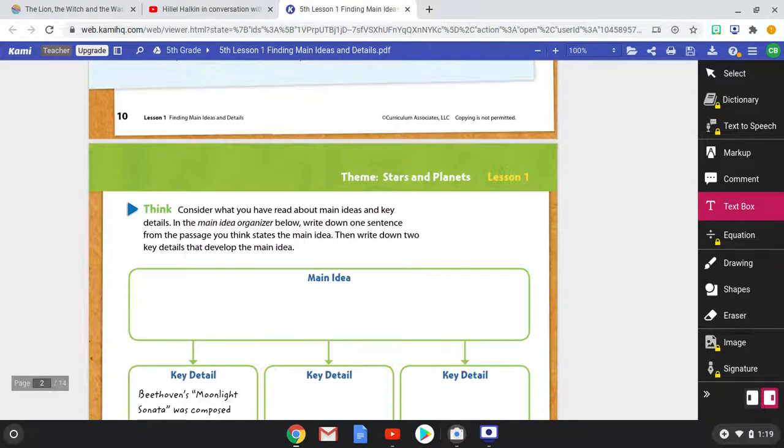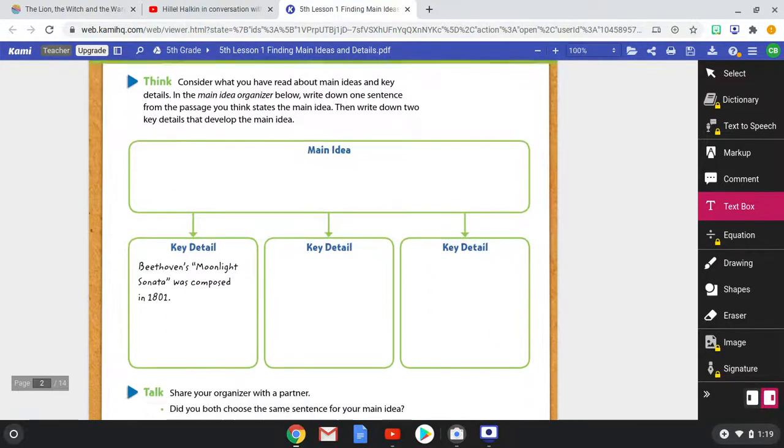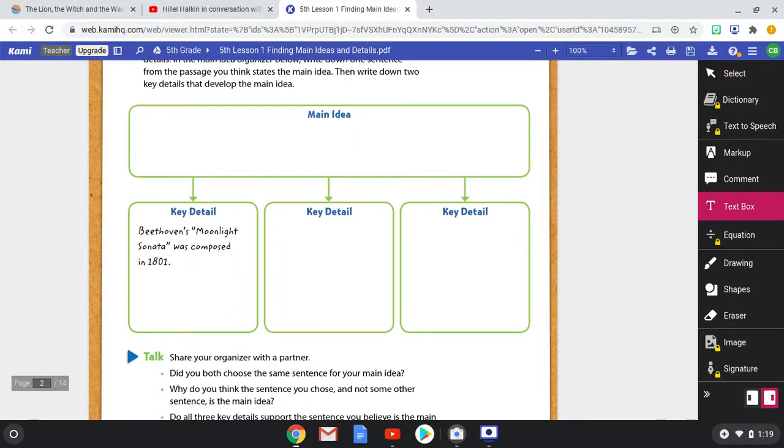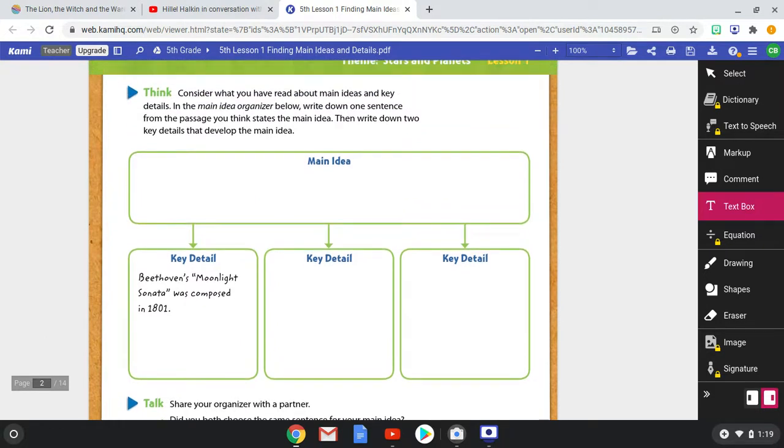Okay, so if you were in class, I would have you try to guess the main idea and the key details, and then we would look at our next activity, but we're going to go ahead and move on because it involves doing that. So they want us to figure out what the main idea is and put it here, and two key details. Now look, they gave us a key detail. So since they gave us a key detail, what we're going to do is finish filling in the bottom because these key details, they hold up the main idea. So it says Beethoven's Moonlight Sonata was composed in 1801.